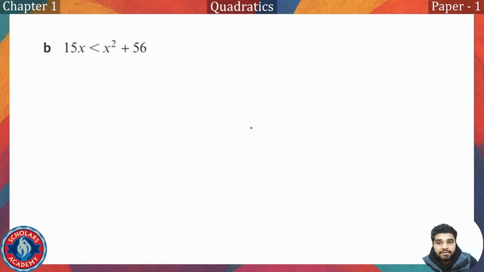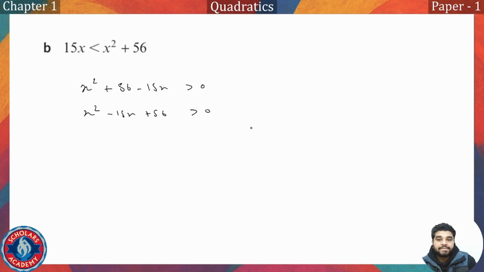We'll again simplify this quadratic equation first of all. So let's take 15x to the right hand side. We get x square plus 56 minus 15x is greater than 0. So if we write it properly, we get x square minus 15x plus of 56 is greater than 0, right?